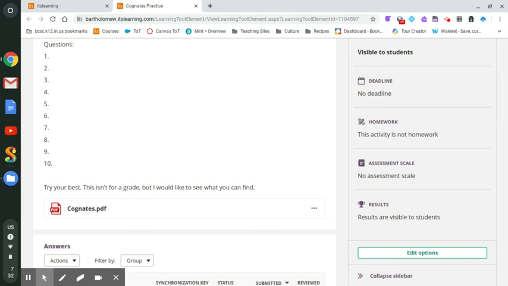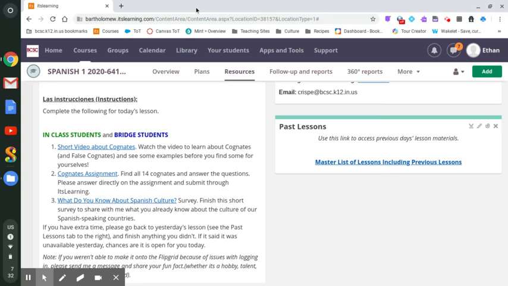And so when you're done with that, you'll go ahead and submit that. Make sure you do that here through It's Learning. And then when you're done, there's a short survey. What do you know about Spanish culture?